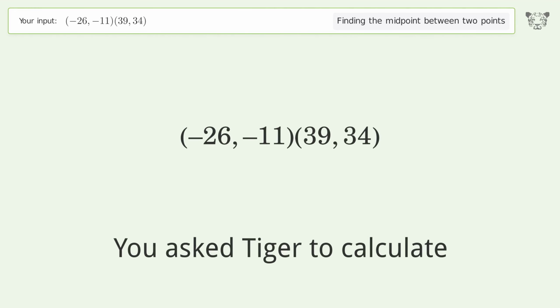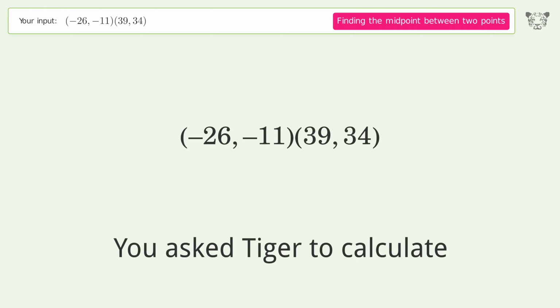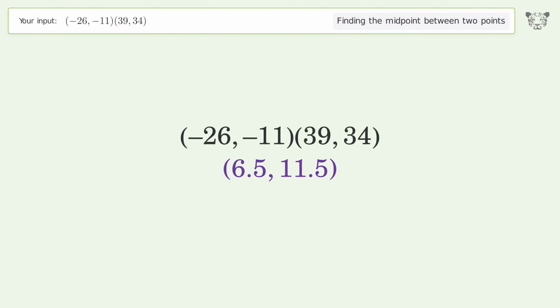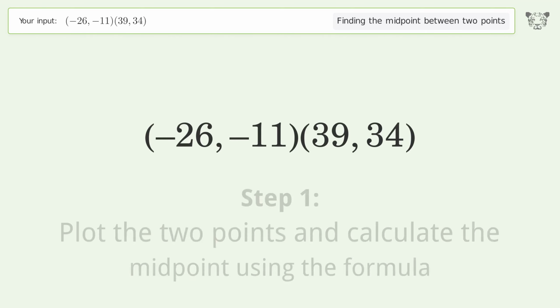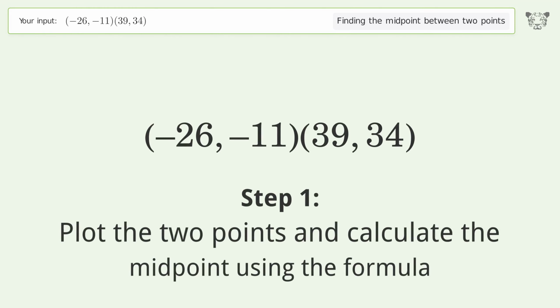You ask Tiger to calculate. This deals with finding the midpoint between 2 points. The midpoint between the 2 points is 6.5, 11.5. Let's solve it step by step. Plot the 2 points and calculate the midpoint using the formula.